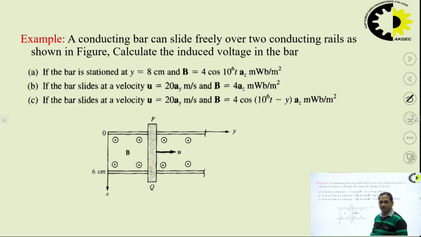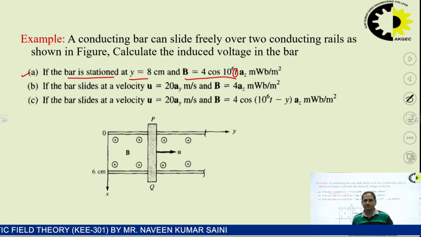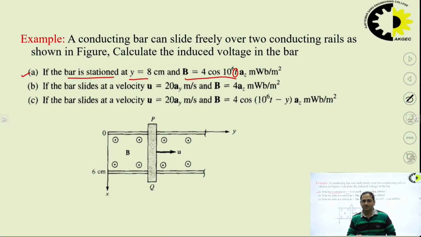So what type of EMFs will be generated, we can think about that. First case: if the bar is stationary, it means the loop will be stationary. When the loop is stationary, it is defined like this, and B is this one. We can see B is not constant; there is a time-varying B field. So the loop is stationary and the B field is varying. The EMF generated in this case is the transformer EMF.